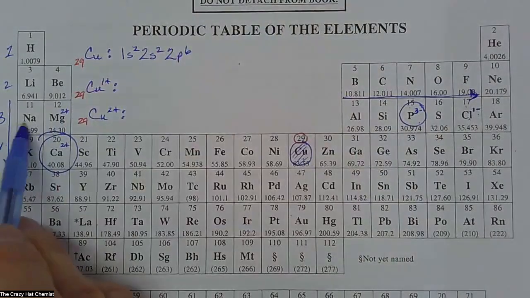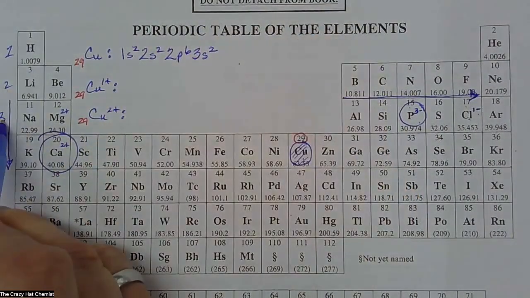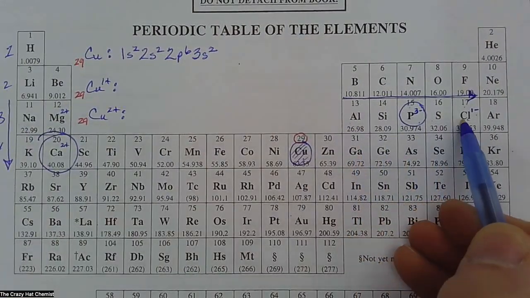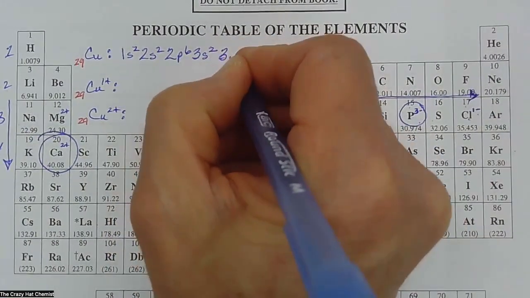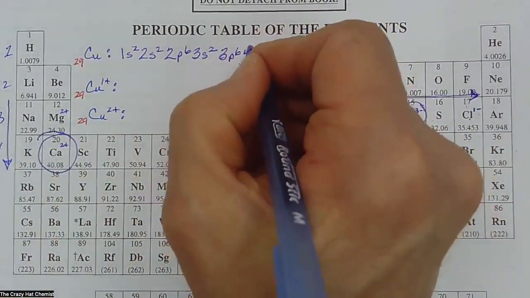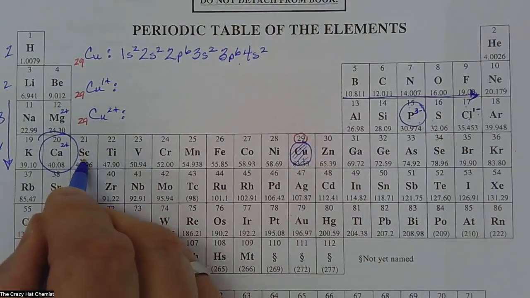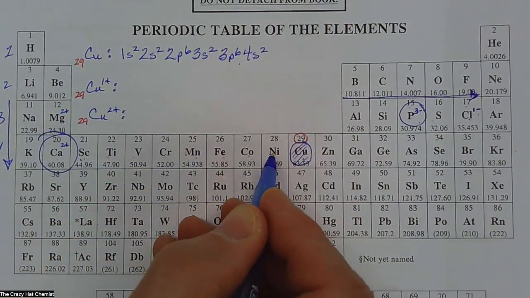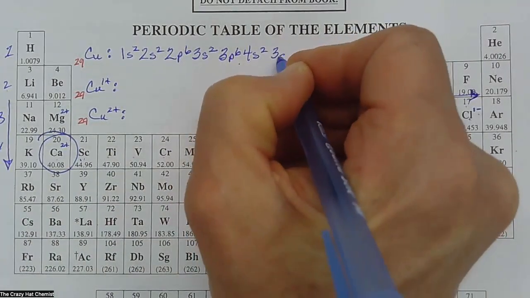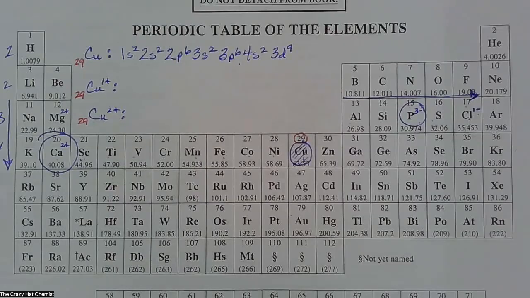2p6, then it's 3s2, then it's 3p1, 2, 3, 4, 5, 6, 3p6, then it's 4s1, 2, 4s2, and then it is a 3d, 1, 2, 3, 4, 5, 6, 7, 8, 9. So 3d9. Okay, that is the electron configuration for copper, the element copper.